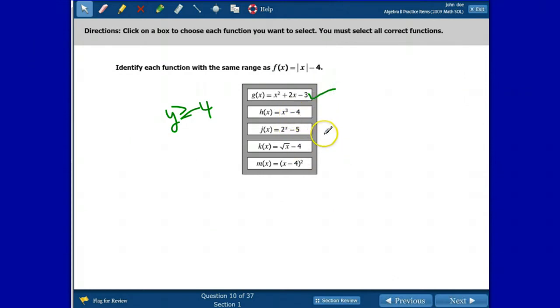X cubed minus 4. If you know what the x cubed graph does, you're not going to pick this, because an x cubed graph goes like this. That is definitely not stopping y at -4, so that's out.